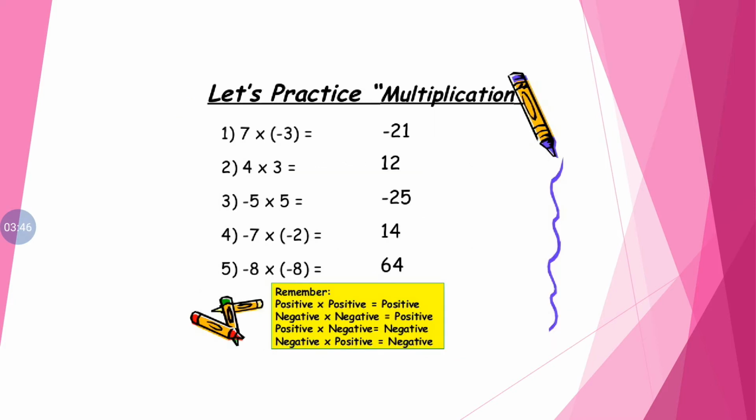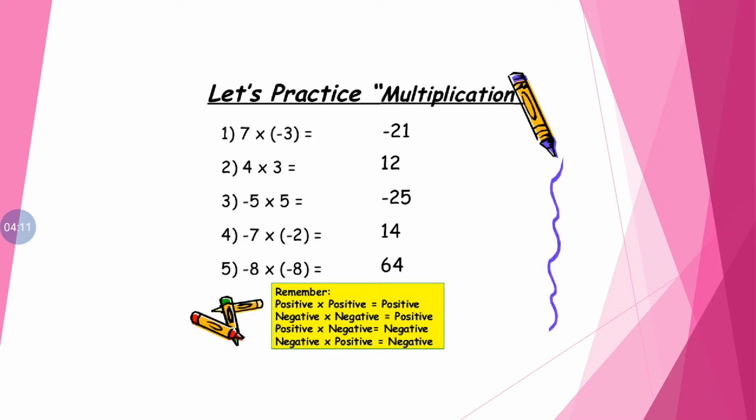So let's practice the multiplication. 7 into minus 3. The product of two different signs is negative. 7 threes are 21. We get the value minus 21. Next, 4 into 3. The product of the same sign: 4 threes are 12. So we get the value 12.